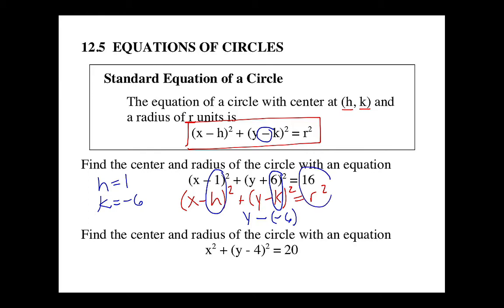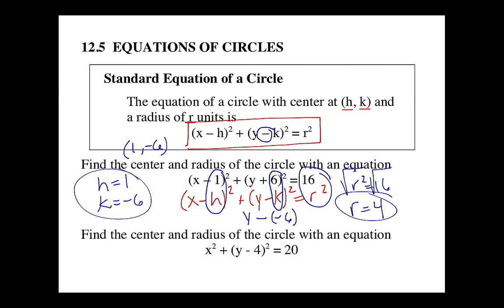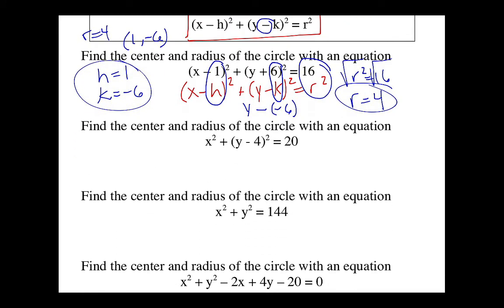And then the r squared lines up with 16. So if r squared equals 16, if I were to square root both sides real quick, I would get that r is equal to 4. These are the three numbers that I'm interested in: h, k, and r. So the center of my circle is going to be 1, negative 6, and the radius is going to be 4. And I get that information very quickly just by looking at it. So let's look at another example.